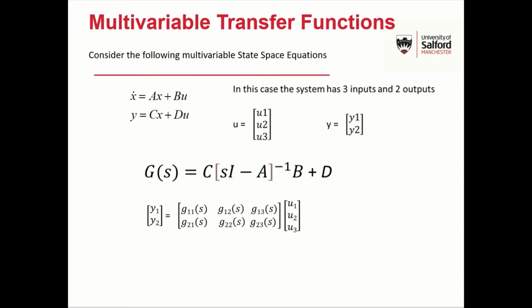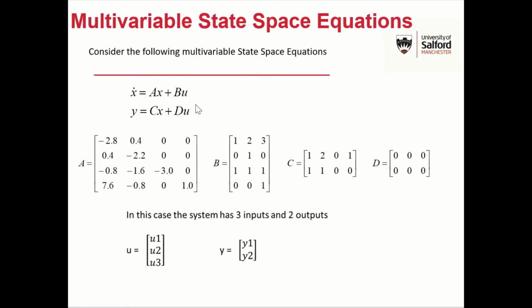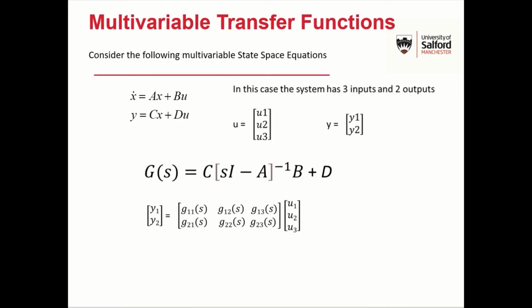Now, let's have a look. Going back to our multivariable system, we might want to work out what the multivariable transfer functions look like. In this case, we get a multivariable transfer function matrix. That's a matrix of transfer functions. And our classical relationship between state space and transfer functions still works, in the sense that G(s) is C (sI minus A) to the minus 1 B plus D. Because we've got three inputs and two outputs, we'll have six transfer functions. 3 times 2 is 6.